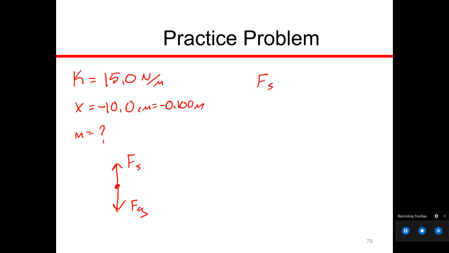We have our equation Fs is equal to negative kx, which is negative 15.0 times negative 0.100. Since Fs is up, we want our x to be down, and that gives us 1.50 newtons. So this is the force that requires it to hang at equilibrium, where everything is in balance.